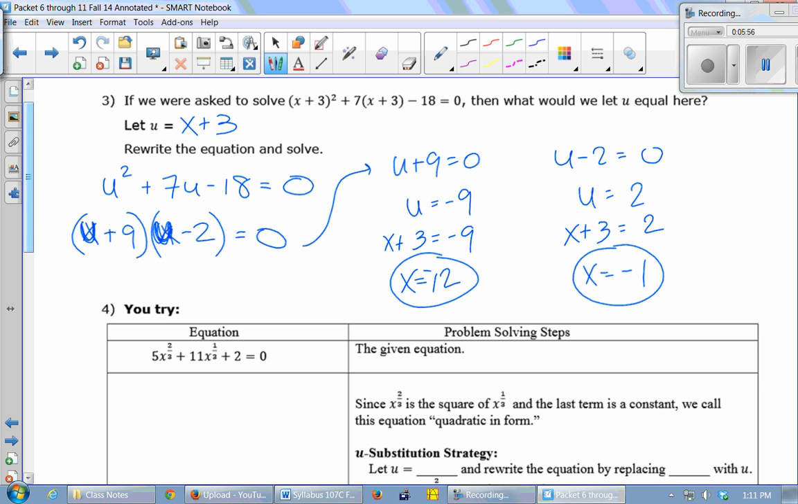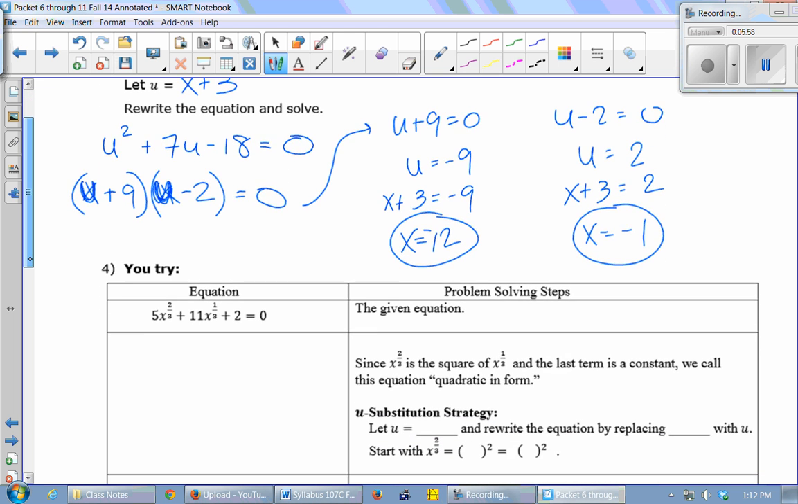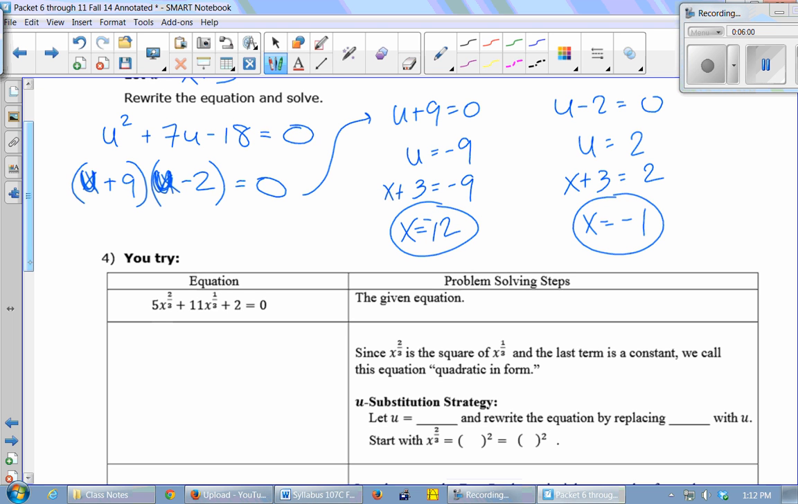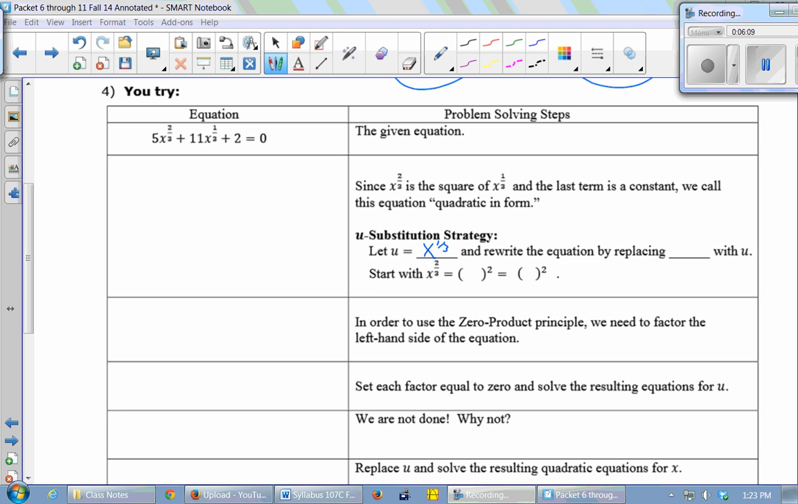I'm going to have you try the last one on your own. I will just give you the hint that you're going to let u be x to the 1/3. And you can go from there. Okay, so my hint was let u equal x to the 1/3.